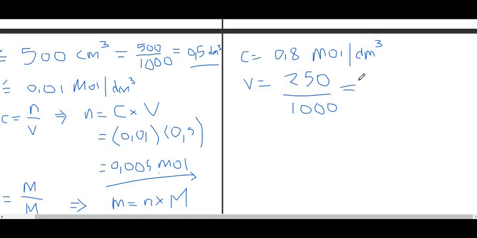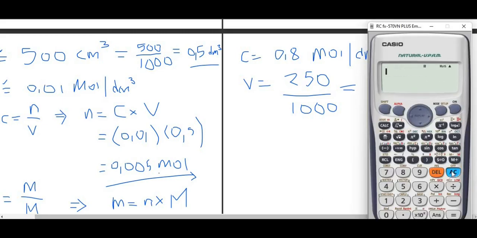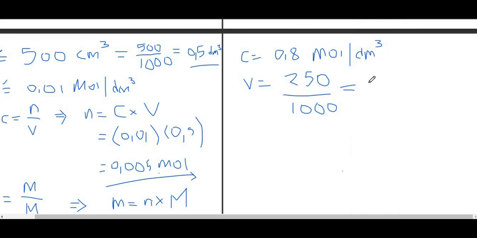So 250 divided by 1000. How much is that? So you see that it gives us 0.25. So it's okay. My volume is 0.25 cubic decimeters. Fine. What else do I know?